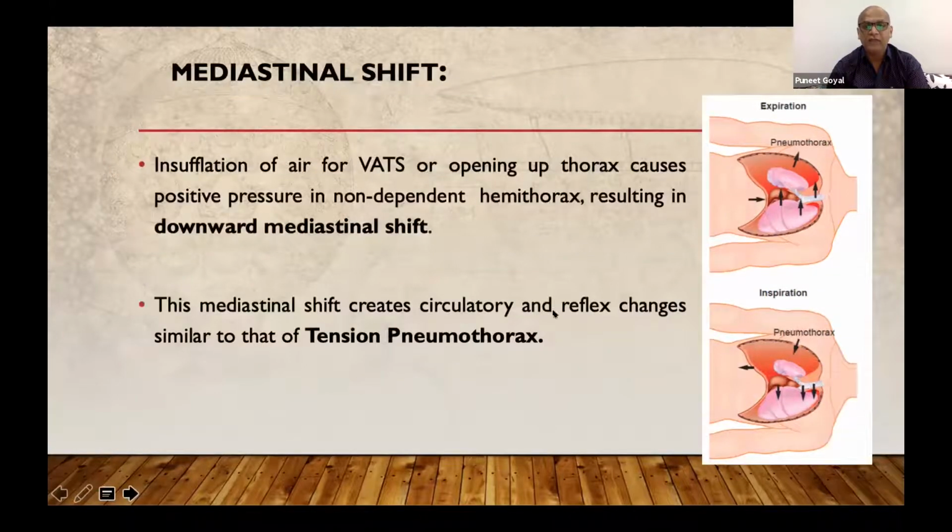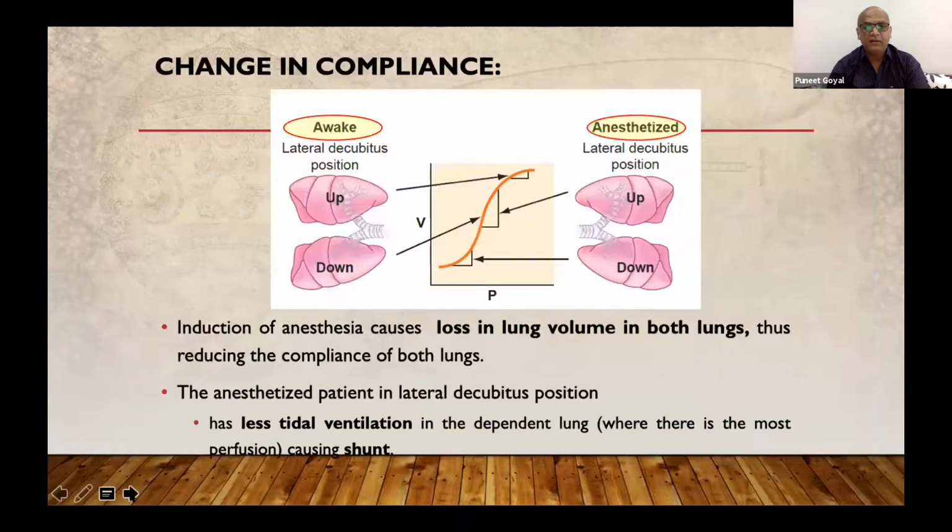But as soon as you anesthetize the patient, the mediastinal shift will cause circulatory and reflex changes similar to those of a tension pneumothorax, because there is a downward mediastinal shift of the non-dependent lung in the non-dependent hemithorax. And also the compliance is reduced.